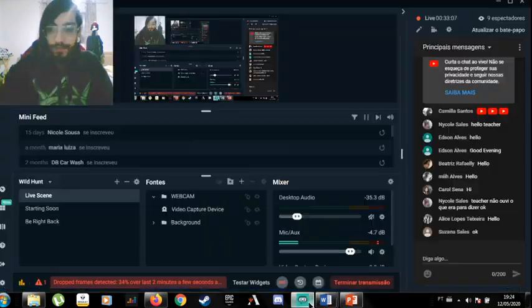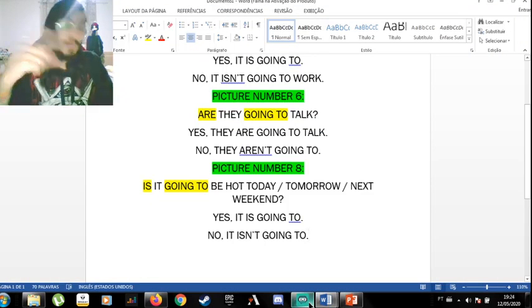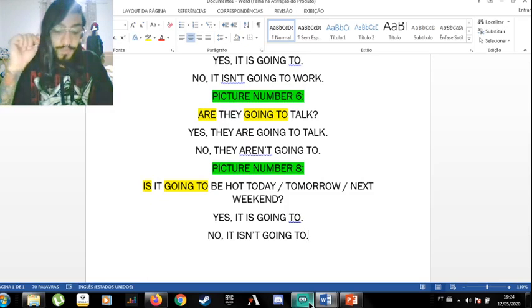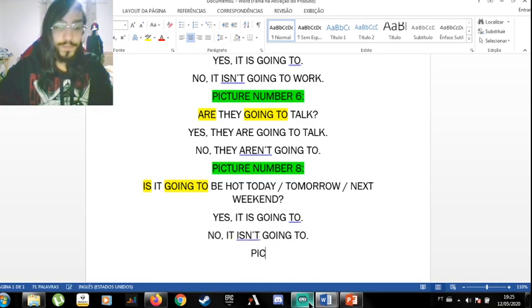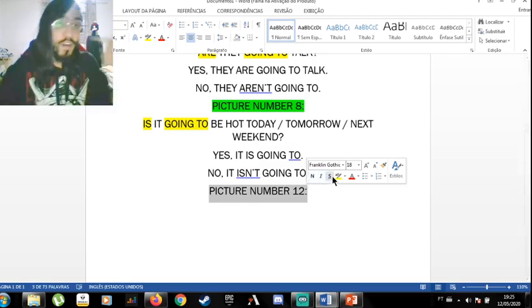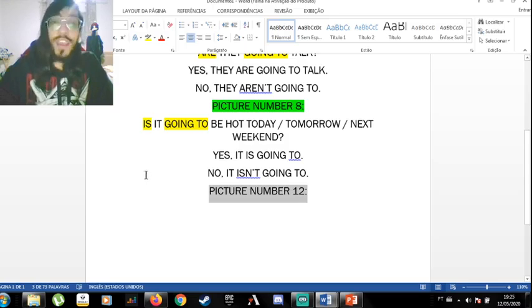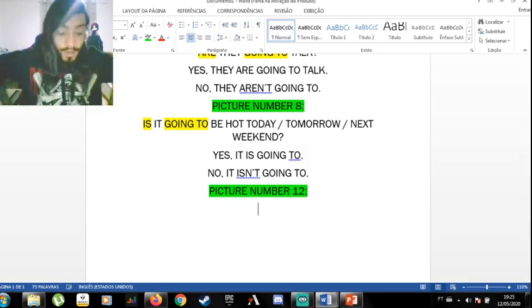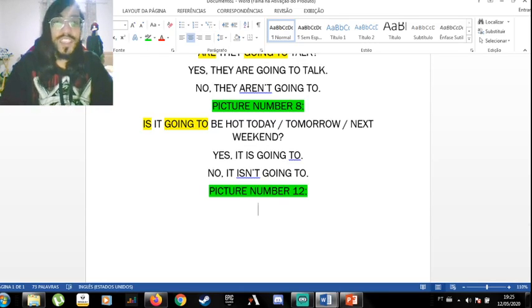So, in this case, I'm going to choose one picture, okay? So, I'm going to choose the picture number 12. Picture 12, guys. I followed the order, okay? So it's 12. There are two girls in the picture, for you to know what picture I'm talking about. There are two girls and they are in a nightclub, I think, in a disco, in a party.